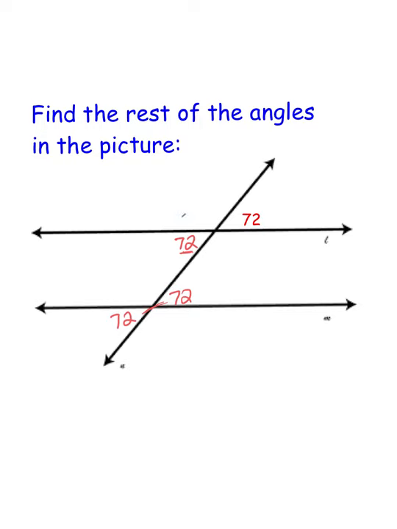Now, if I look, these two make a straight line. So this has to be 108 because 180 minus 72 is 108. That means this is 108 because they're vertical. That means this is 108 because this is alternate interior to that, or this plus this has to add up to 180. They're interior on the same side. And this is 108. Notice all of the angles in the picture are one of two angles. That's the way it always has to be.